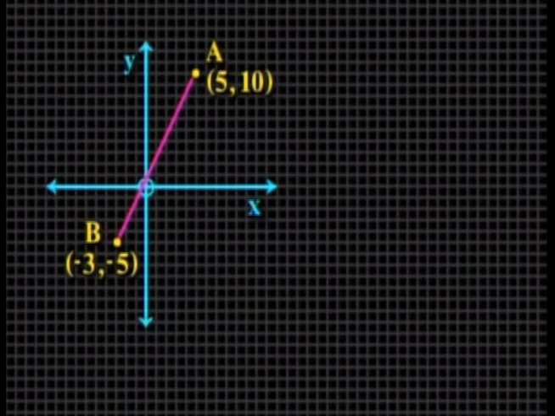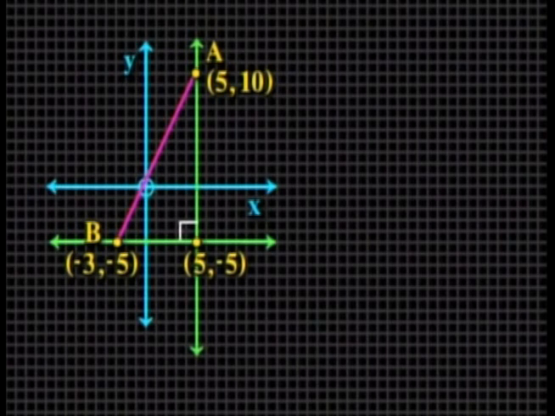We can do that if we draw a right triangle with the line segment as the hypotenuse. One leg of the triangle is on a vertical line through point A. The other leg is on a horizontal line through point B. These lines meet at a right angle at the point 5, -5. We'll label this point C. Now we have a right triangle.